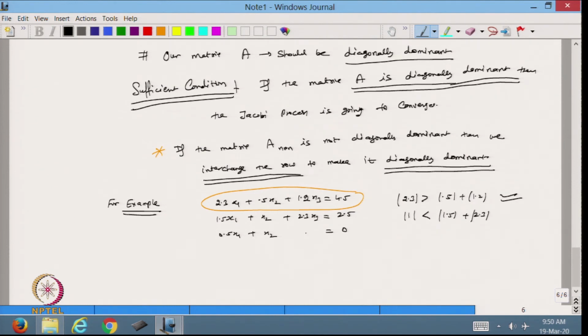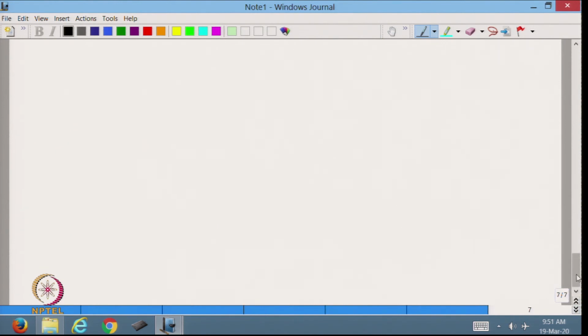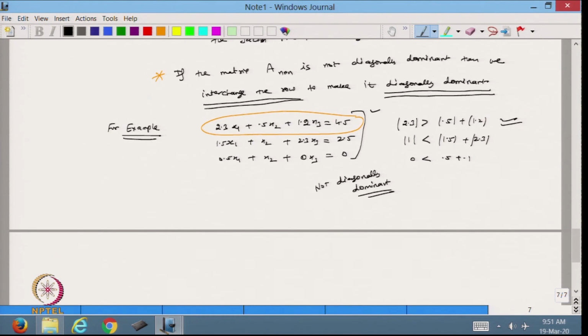And the third one, the element is 0. So here it is 0. So in this case, this value is definitely less than 0.5 plus 0.1. So I can say that the whole matrix is not diagonally dominant. So in this case, I cannot apply the Jacobi method. If I take this matrix and I apply my Gauss-Jacobi method, then the method will not converge.